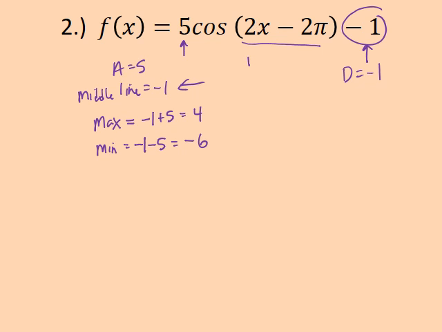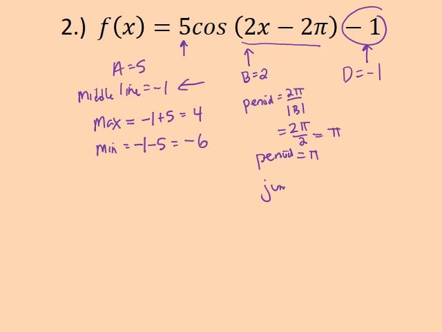Now the period is related to the b value. So the b value in this situation is 2. So we know the period is 2 pi over the absolute value of b. So in this case, 2 pi over 2, which becomes pi. So our period is pi.